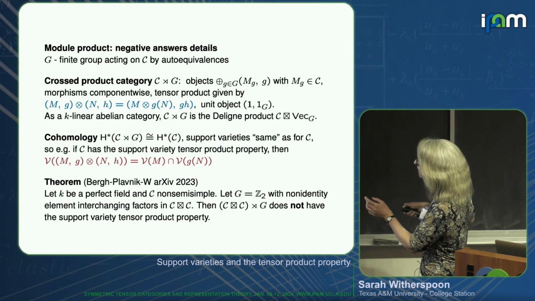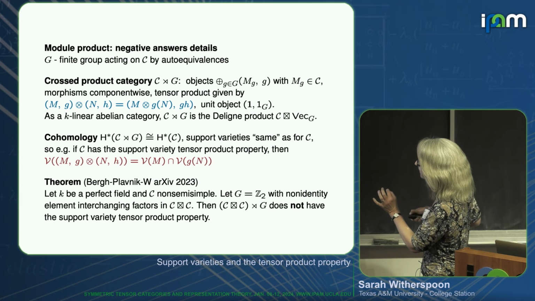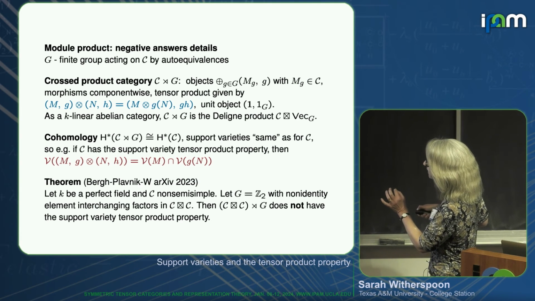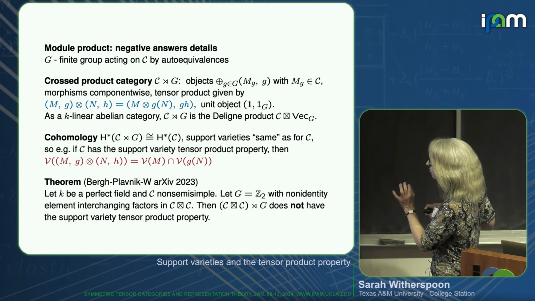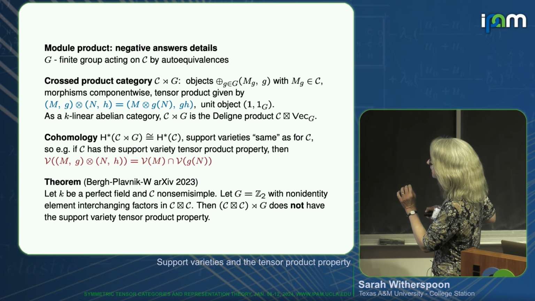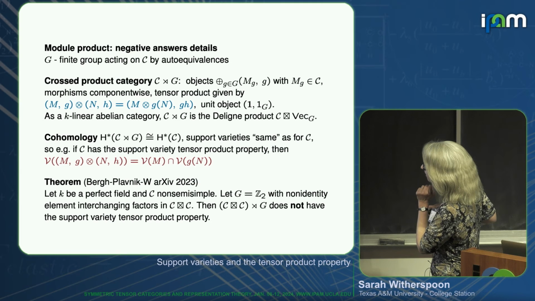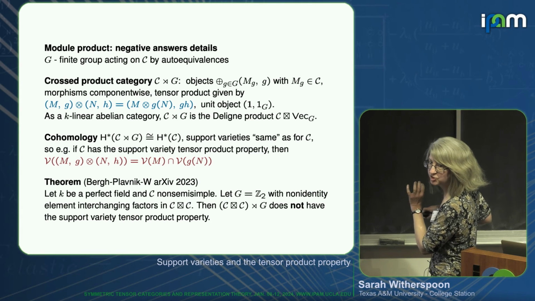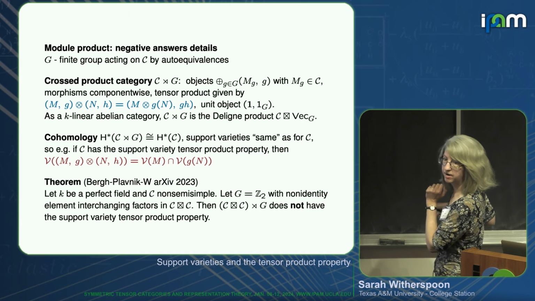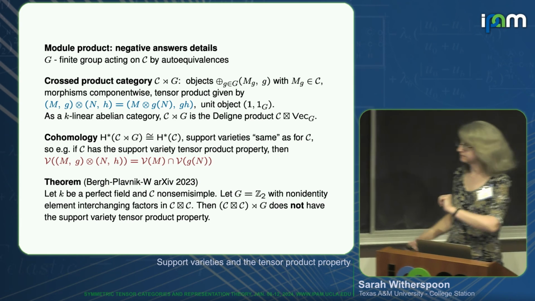Then using this definition in the cross product category, we get some funny property, and that is the variety of the tensor product of these two. That's going to be the variety of M tensored with G acting on N, but that's the intersection of those two, right? You can see that if G of N is very much different from N, maybe it has a different variety than N, then you're not going to get the tensor product property on this cross product category.